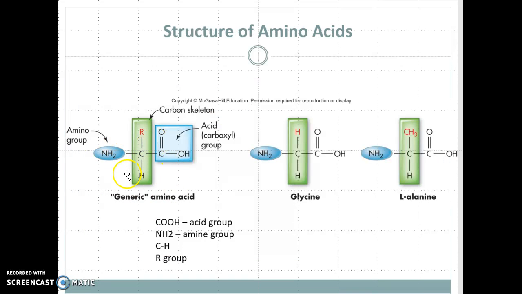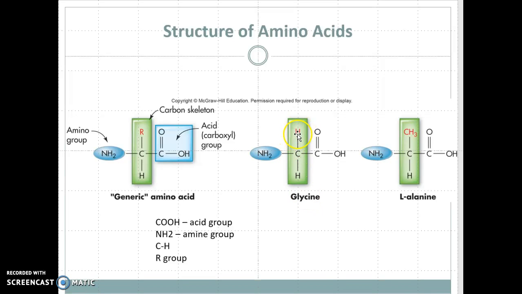The things they have in common are an amino group, which means it has nitrogen in it. There is a carboxyl group, which is an acid, and there's a hydrogen, always connected to the carbon. And for every one of the 20 amino acids, the thing that's different is that R group. So this is the generic amino acid with the R group, but it changes for every one of the amino acids, so it gives it its personality or its characteristics.